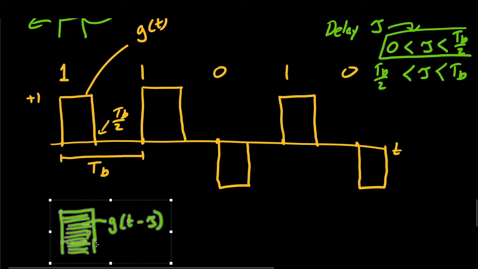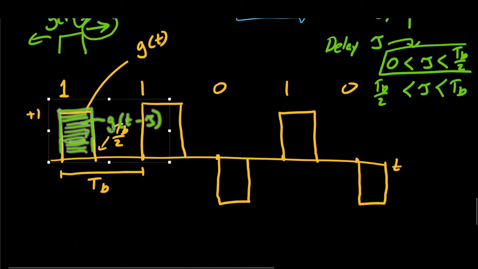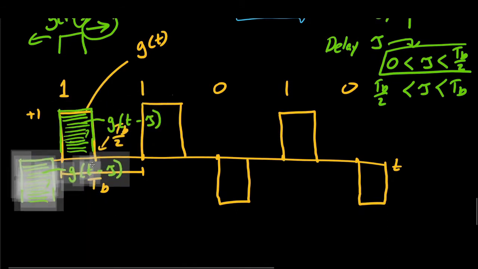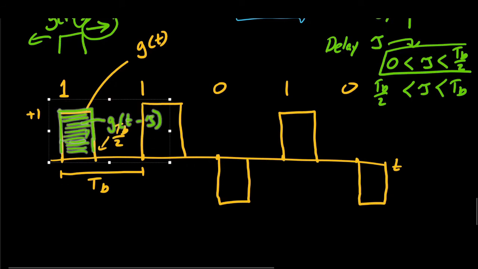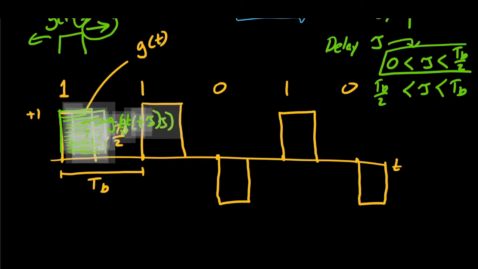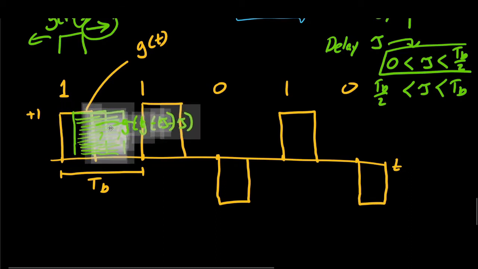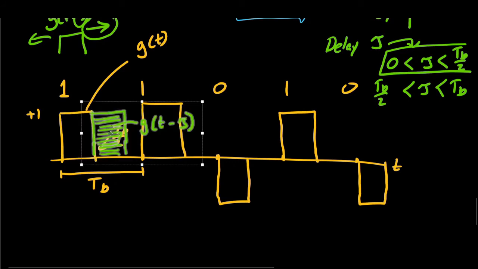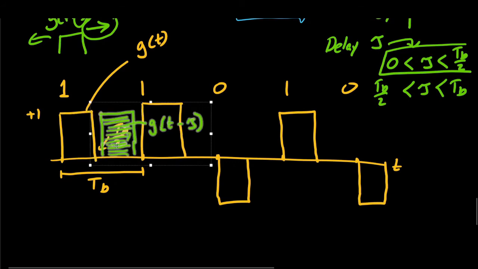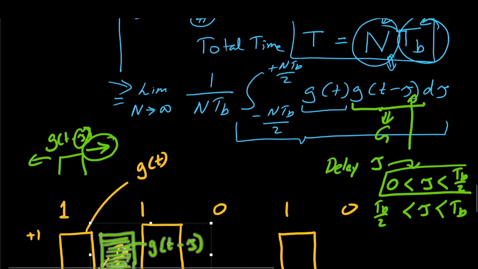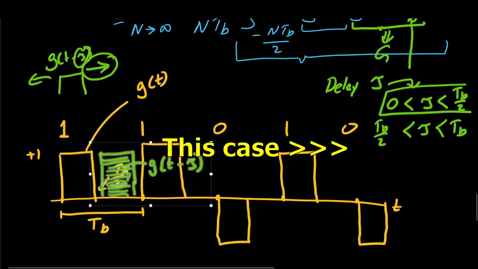Now consider that this is the delayed signal g of t minus tau. If the delay is 0, this signal will be superimposed on g of t. But as we move towards TB by 2, that is towards the right side, we would have this region which is an overlap region, and the overlap would be until this point. After that, the overlap is 0 because this signal is not overlapping with this signal, so this area would be 0, right?